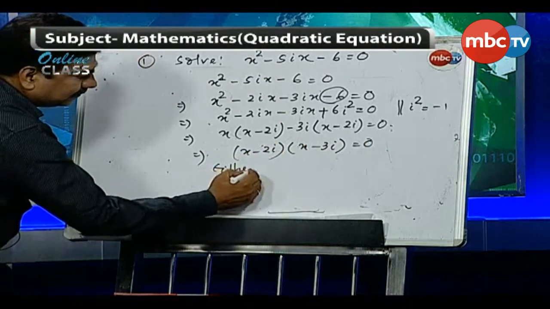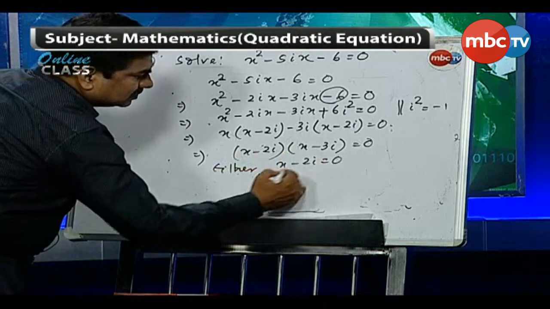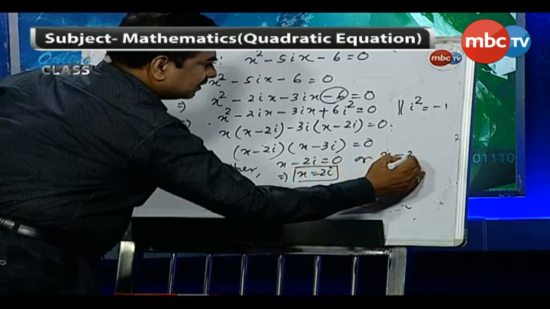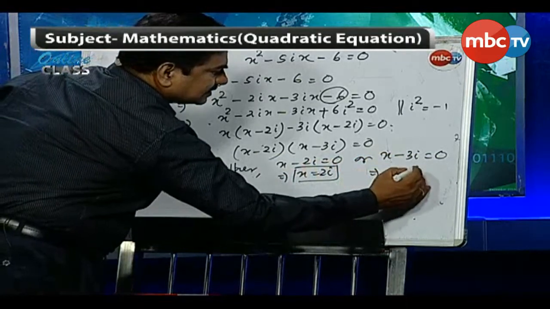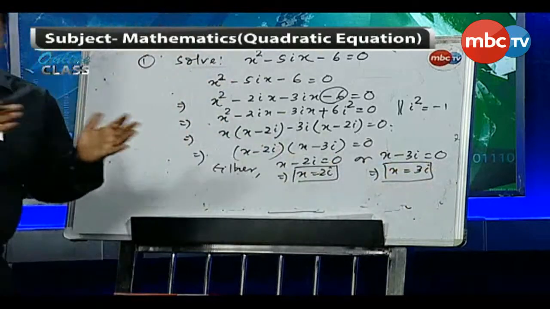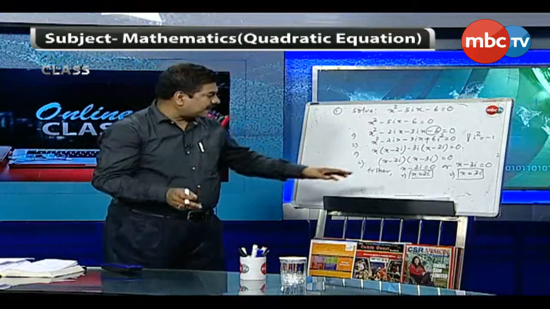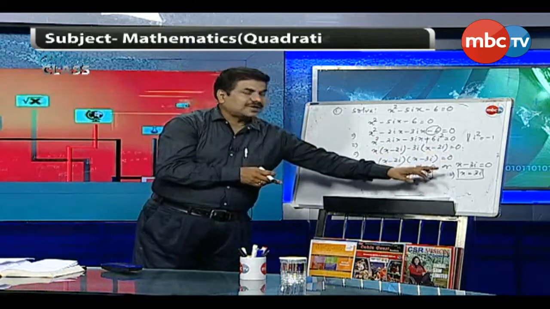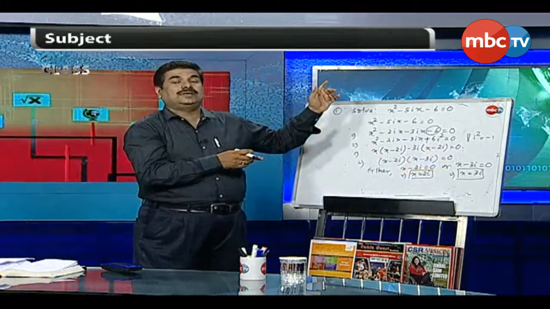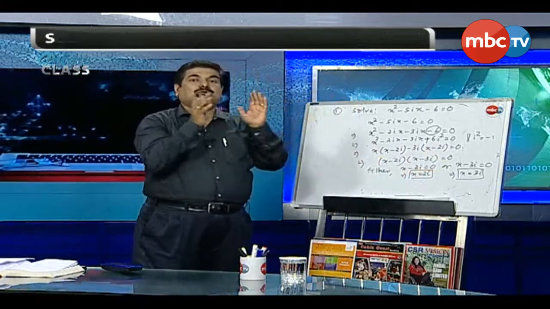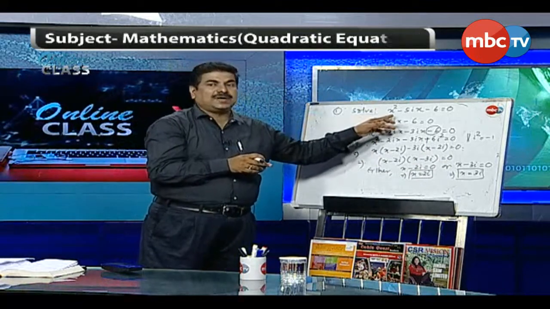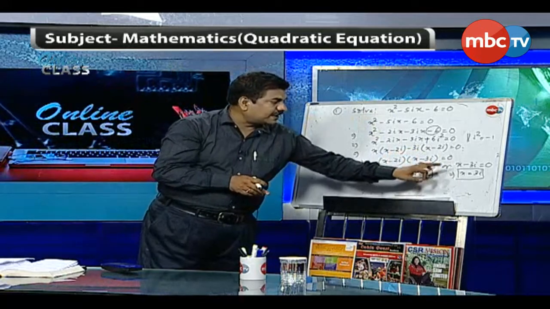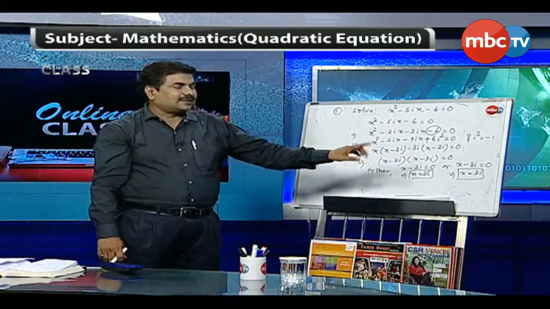So either x minus 2i equal to 0, so x equal to 2i, or x minus 3i equal to 0, dear, so x equal to 3i. So it has two roots, 2i and 3i, and these two roots are unequal. But in case of real numbers, if a, b, c are real, then the roots are conjugate. Here this is a complex coefficient, so it has no conjugate roots. x is 2i and x is 3i. These are the two roots.